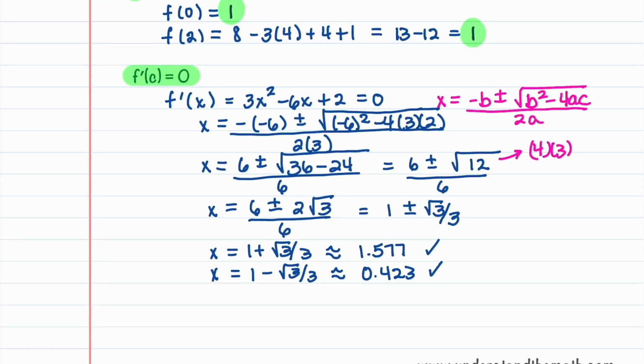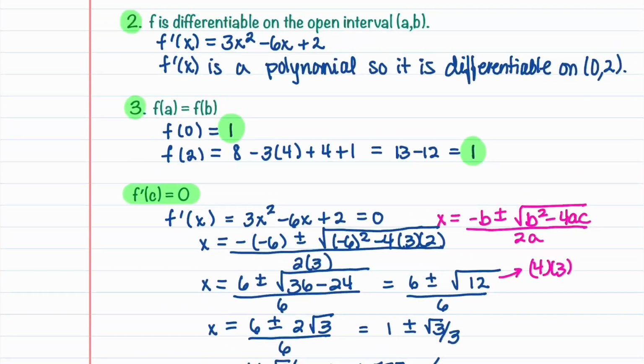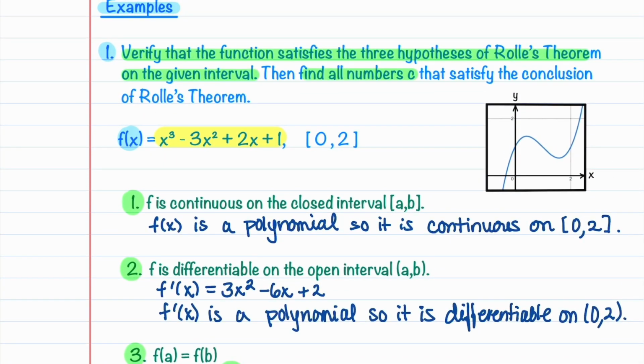So we can write down that C is equal to 1 plus root 3 over 3, and C is equal to 1 minus root 3 over 3. Let's go ahead and highlight those answers. There's our first one, and there is our second one. So this tells us that at those 2 points, our function is going to have a slope of 0. Let's go back up to our graph at the top, and let's see if that's true.